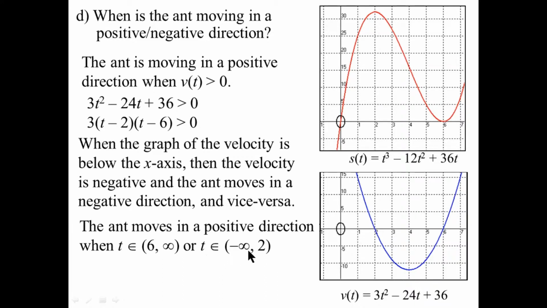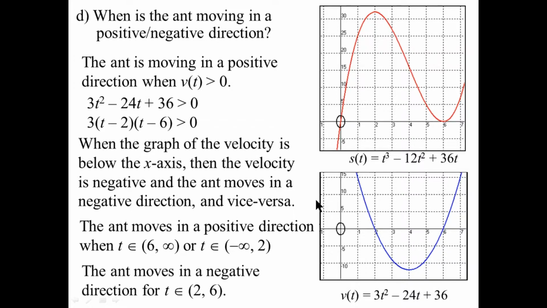And it's also positive from negative infinity all the way up to 2. So from x equals negative infinity, which is over here on the left, all the way up to an x value of 2, this blue line is above. And so for those two intervals, the ant moves in a positive direction as opposed to the ant moving in a negative direction between 2 and 6. And so we study the velocity function to make statements about the direction of the ant's motion. Anytime we see the curve below the axis, we know that the ant is moving to the left.